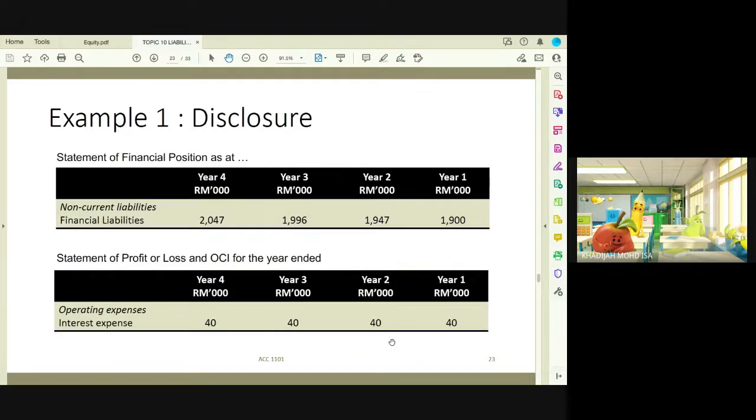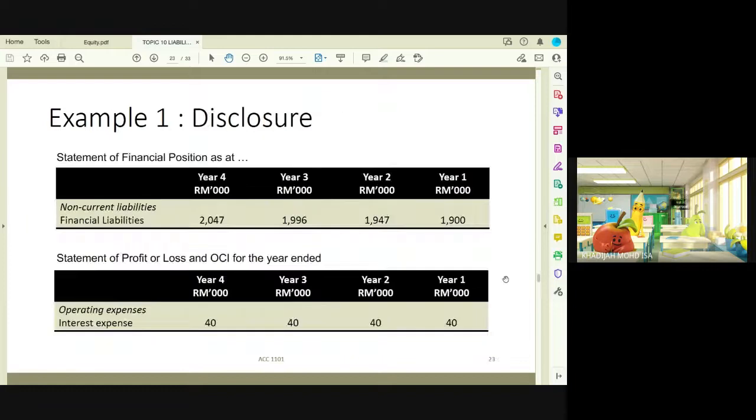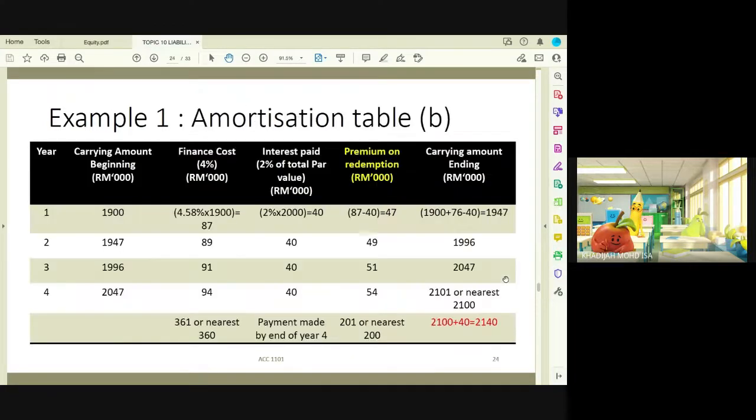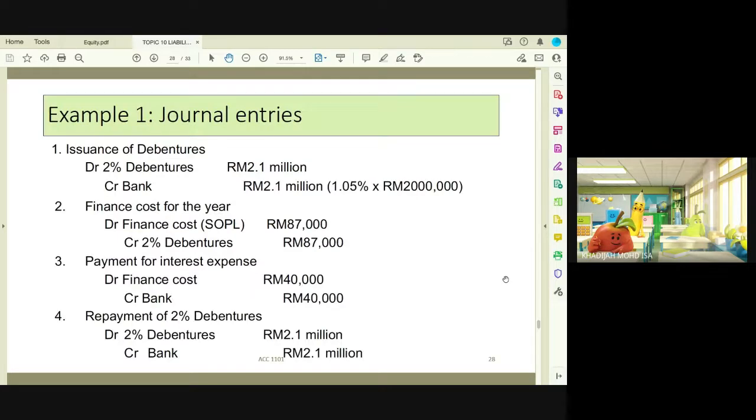And the disclosure is that 2047, oh, you have to look at this. Oh, it's complicated. Hold on, let me see. Journal entries. Okay, take note of this. This is very important.